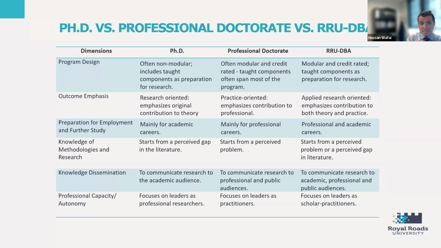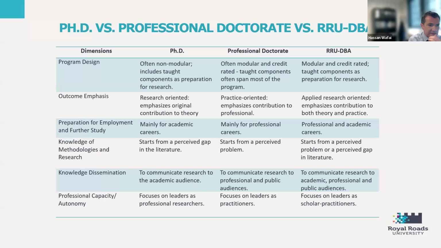So in terms of the program design, I'm not going to explain all the dimensions, but I'm going to give examples here. In terms of program design, PhD normally in Canada, it's non-modular. It does include some taught courses, but it's mainly research focus. Professional doctorate is mainly modular, credit rated, and taught components. There's very little research component in a professional doctorate. Royal Road, actually, it's modular, but it's a research focus. So we always say it's a research focused program. In the DBA program at Royal Road, you will have the first year courses that prepare you to do research, but the rest of the program is all about research.